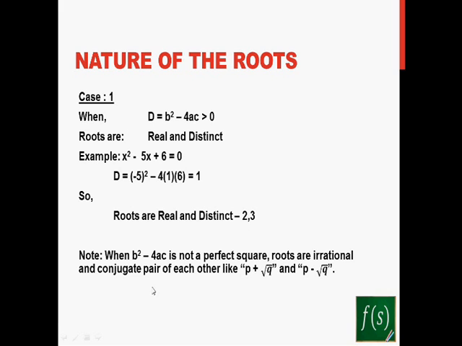When your b square minus 4ac is not a perfect square, here we had 1 which is a perfect square, if in case your d doesn't come out as a perfect square, then your roots are going to be irrational and they will appear as a conjugate pair, something like p plus under root q and p minus under root q.